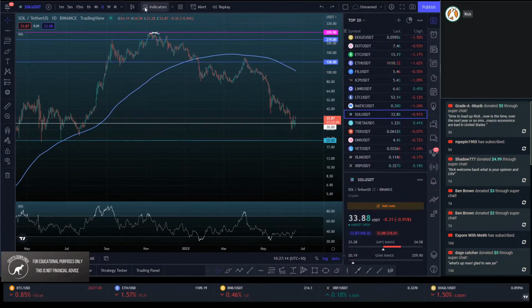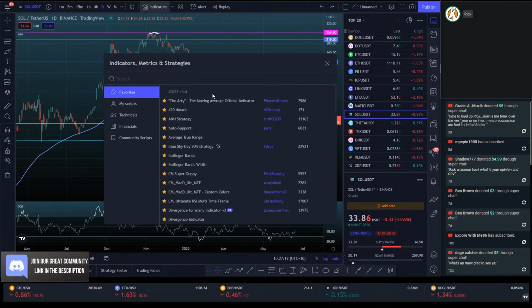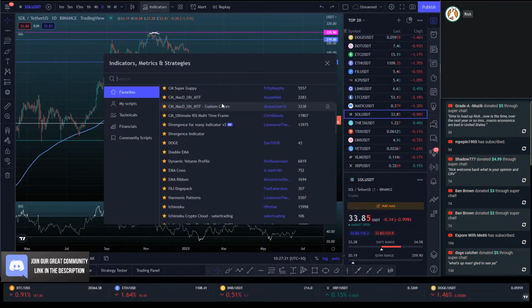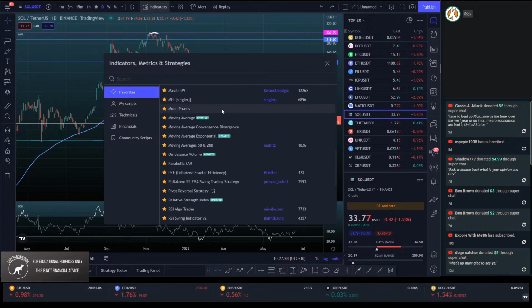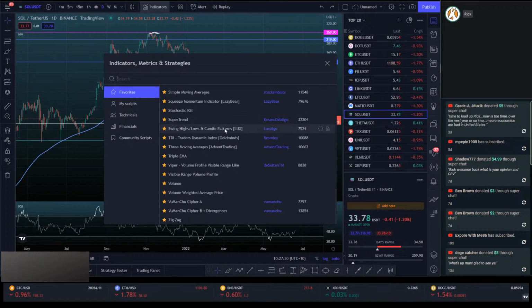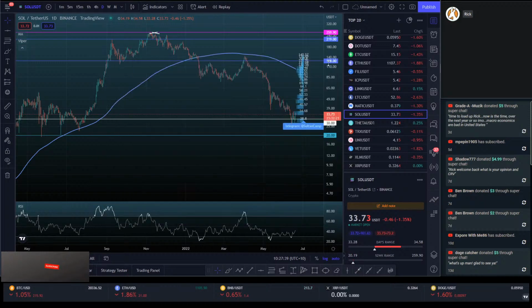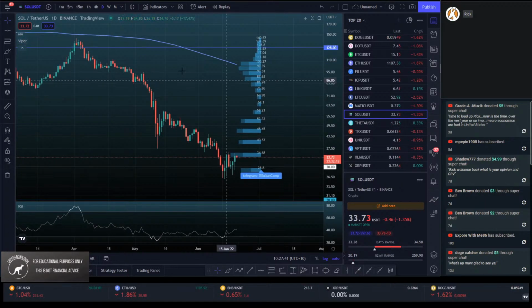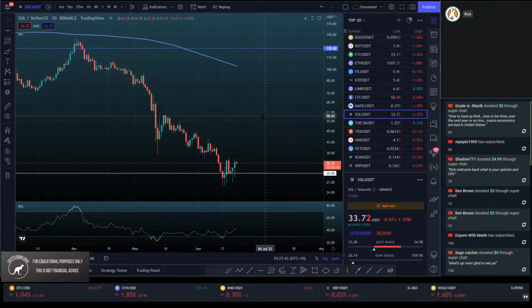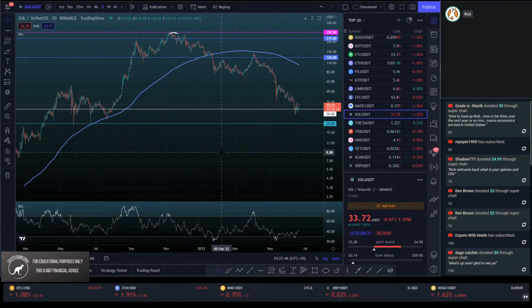Let's see if I've still got that tool in my indicators. I don't actually have a paid version of TradingView at the moment, so it might not let me turn it on, but have a look. Profile. I can't even remember what it's called. It's been a while since I've used it. Visible range volume profile, maybe. Yeah, it's telling me that I can't look at it. Anyway, you get the gist.